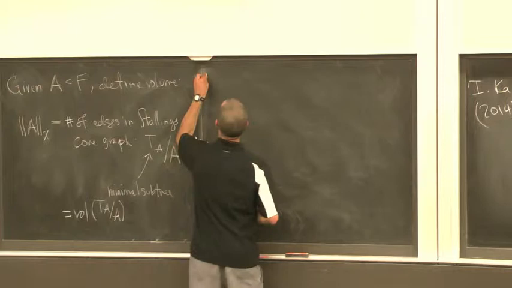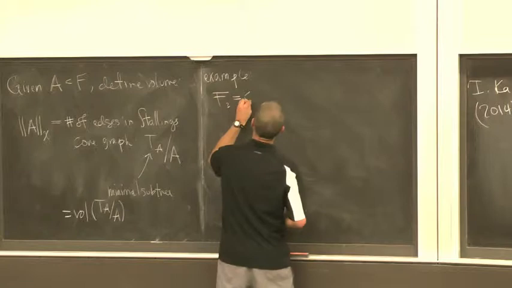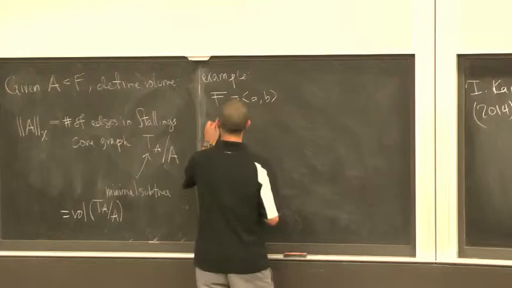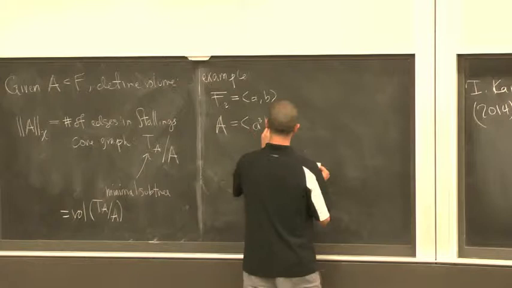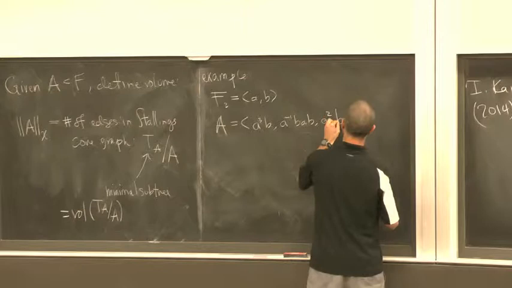So let's consider the free group of rank 2, generated by two elements A and B. Consider the subgroup A, which is generated by three words: A cubed B, A inverse B, and A squared B inverse A. So call these, say, X1, X2, X3.